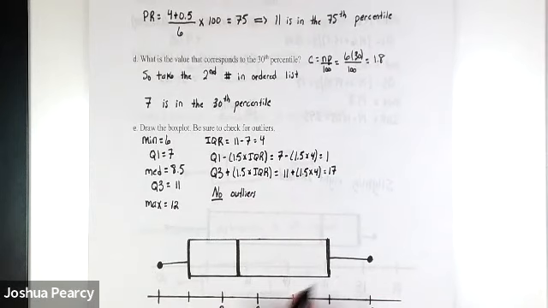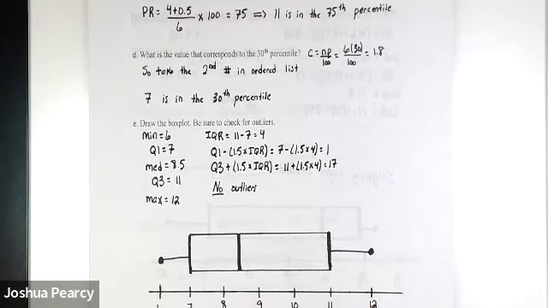Then you can draw the box plot. And what can you say about its distribution? I don't think I asked for it. Slightly right skewed.